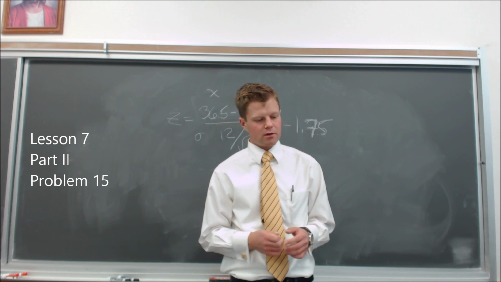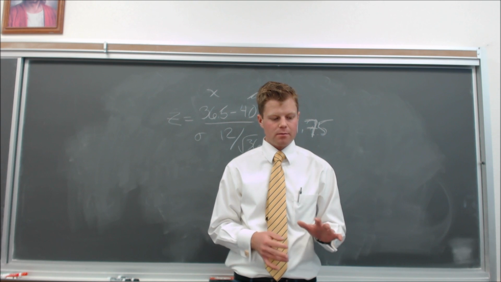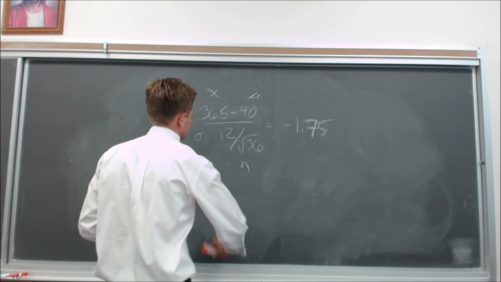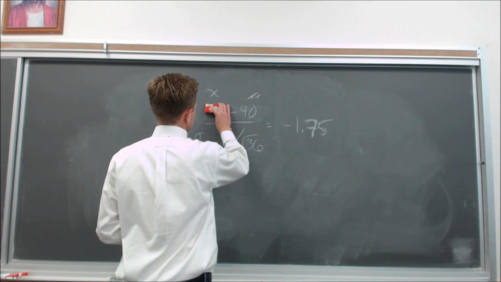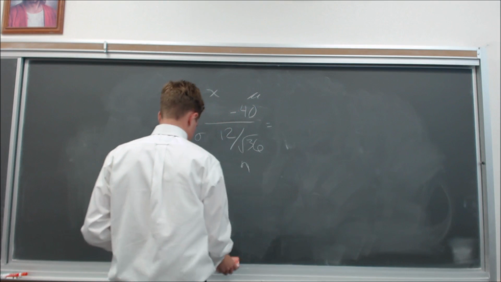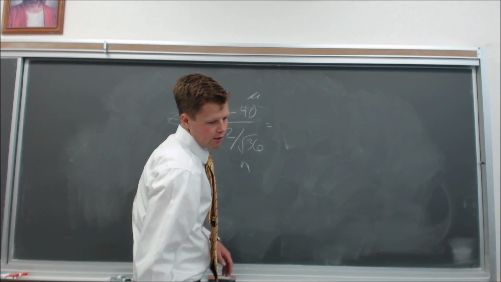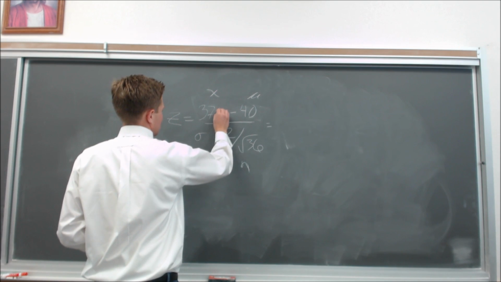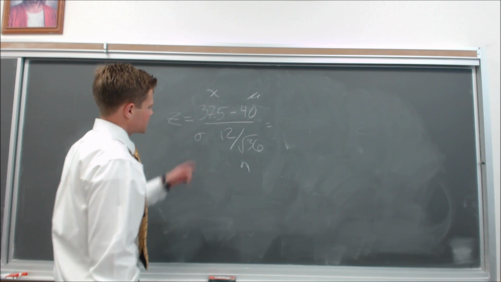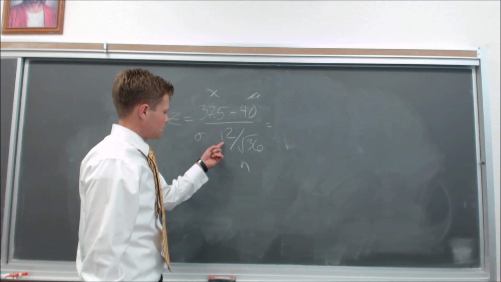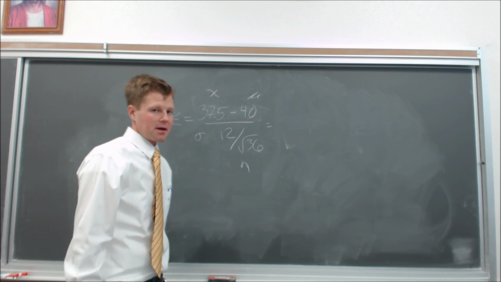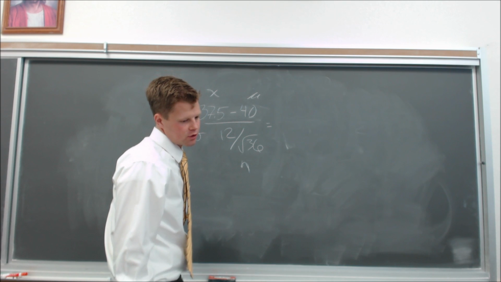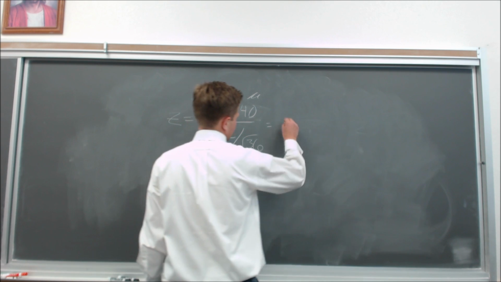Question 15. A sample size of n equals 36 is taken from the right skewed data. What is the probability that the observed value is between 37.5 and 42.5? Okay, so let's work through these. So first off, our first value is 37.5. So 37.5 minus our mean divided by our standard deviation of the population divided by the square root of our sample size. Okay, so in this first one, it's negative 1.25.